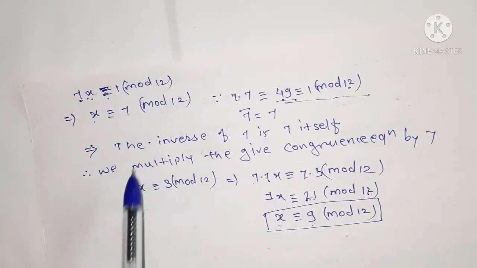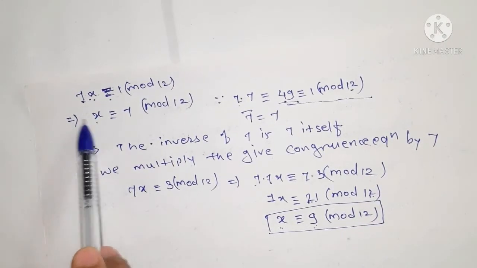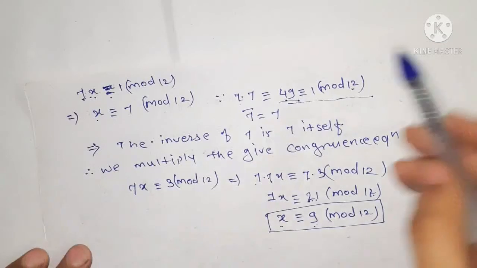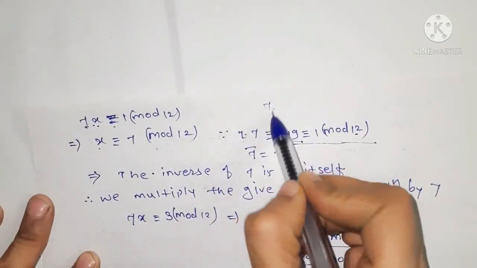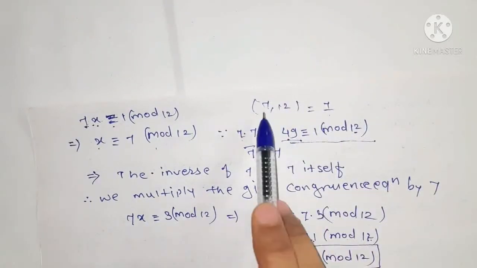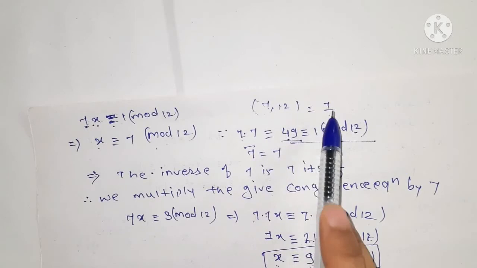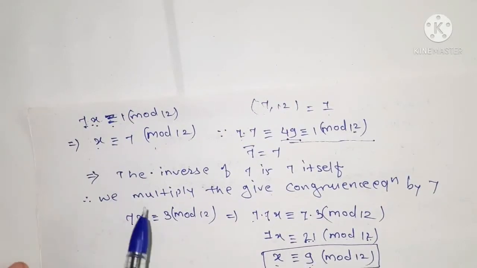So in some cases we can apply the inverse modulo method. Here we can apply the inverse modulo method because the GCD of 7 comma 12 is 1. What is the GCD? GCD is equal to 1. So in this case only we can apply the inverse modulo method.